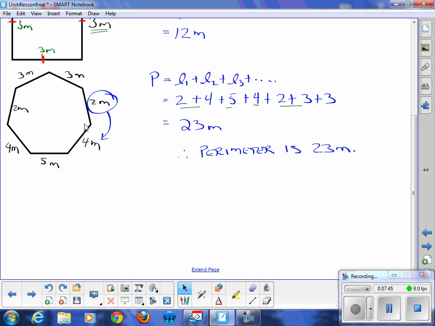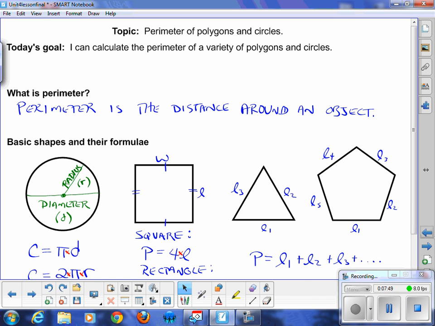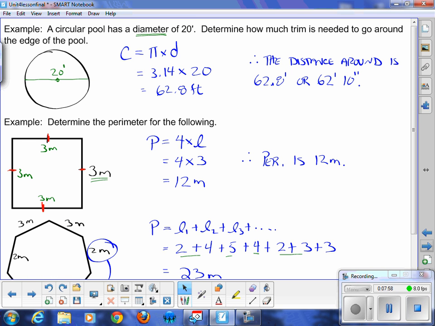That's all there is to perimeter, but the key is to remember, and this is so important as we get later on, it's the distance around an object. So it's around the outside of an object. So please remember that when you're going through and doing your calculations.